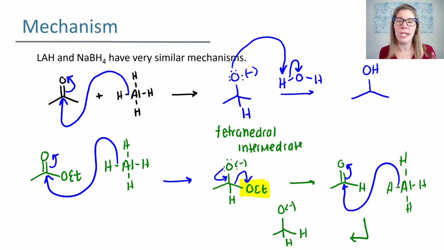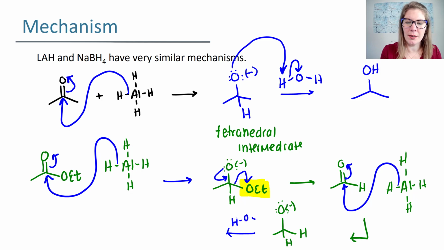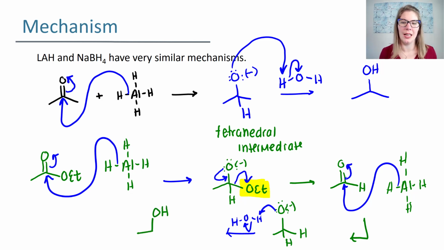Now, when we make this tetrahedral intermediate, we ask ourselves, do we have a good leaving group? The answer is no. Carbon things and hydrogen things do not make good leaving groups. And so what we do is we allow for protonation. So we bring in some water. And we get the primary alcohol at the end.